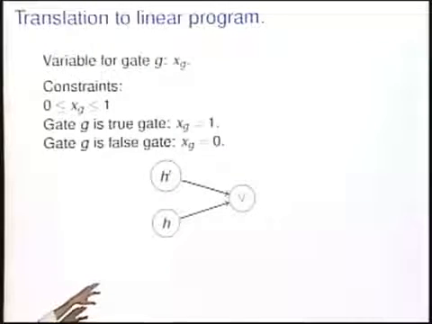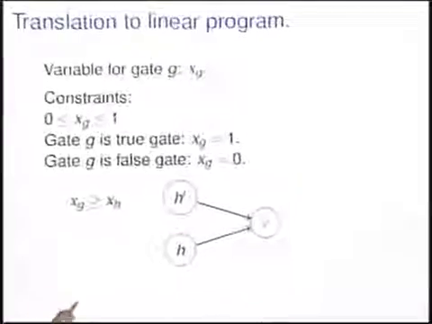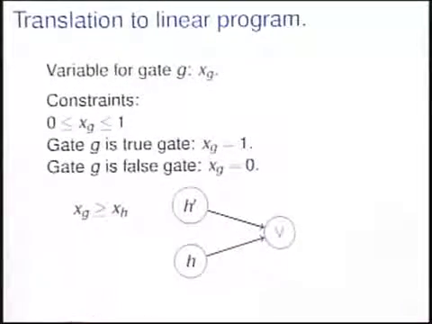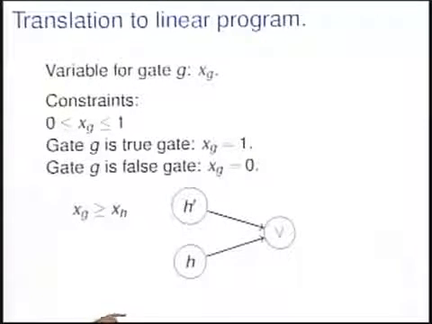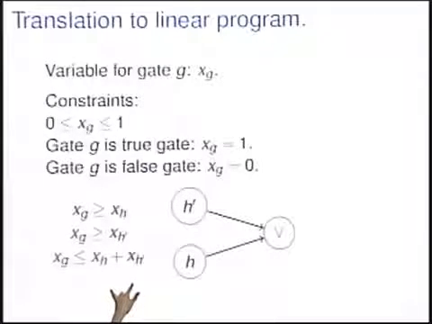Okay, so now what should be the constraint for these OR gates? Well, one is that x_g, the output value of this gate, should be at least, if either of the inputs is 1, it should be at least 1. Right? It should be true. If either of the inputs is true, it should be true. So that's those two. But if neither of the inputs is true, it should be false. So that says it should be at most the sum of these two. Okay? So that's how you code up an OR gate.